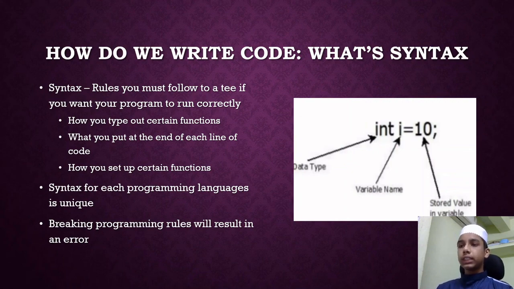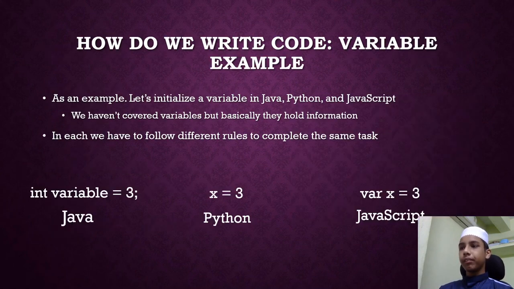How you type out certain functions, like what you put at the end of each line of code, and how you set up certain functions. Syntax for each programming language is unique. In Python it's different, in Java, in JavaScript, in every programming language it's different. Breaking programming rules will result in an error, okay.